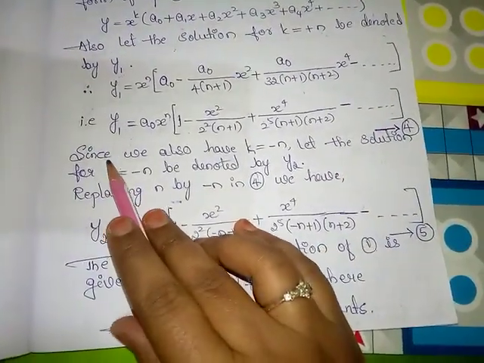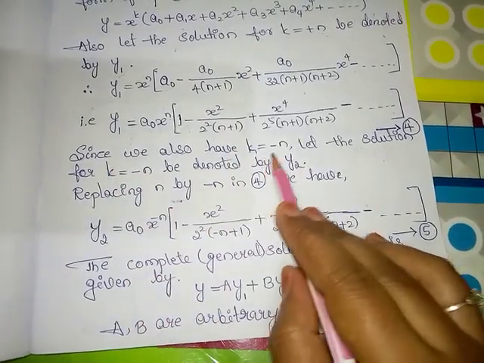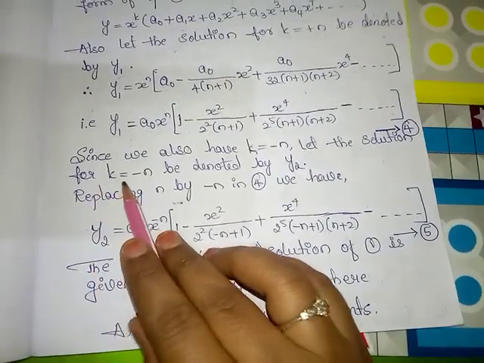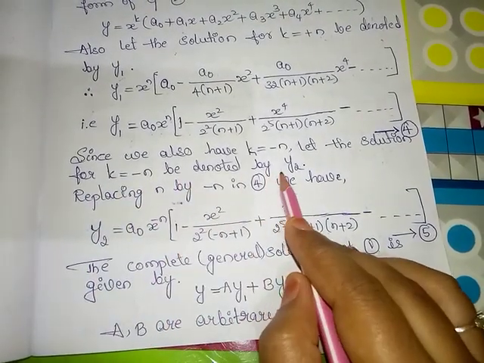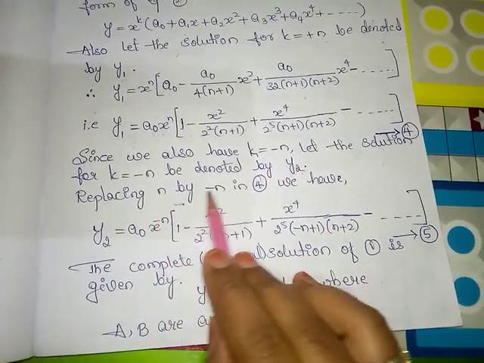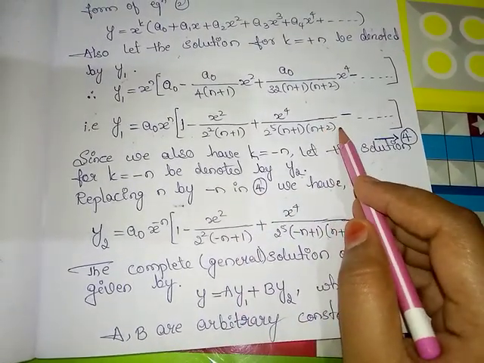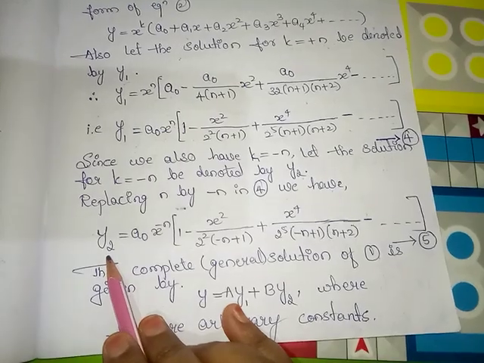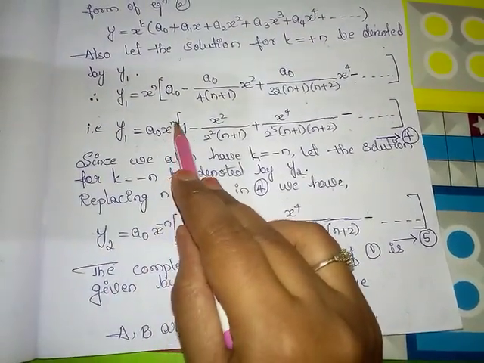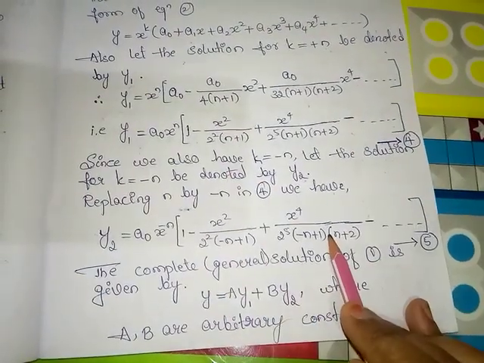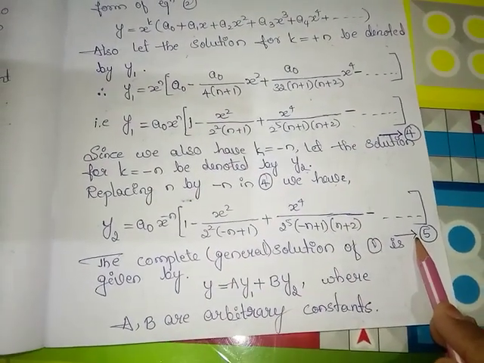Now since we also have k is equal to minus n, let the solution for k is equal to minus n be denoted by y2. Replacing n by −n in 4, we just replace n by −n in 4, we will get the y2. Just here we have −n, a0 x raised to −n, the remaining is as it is. It will be equation 5.